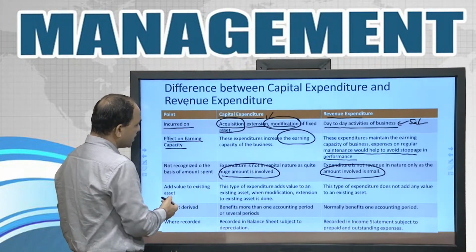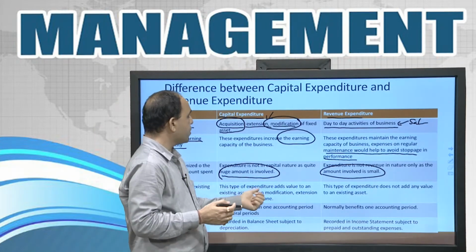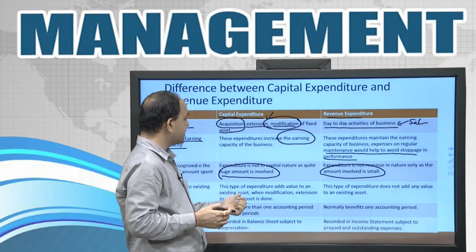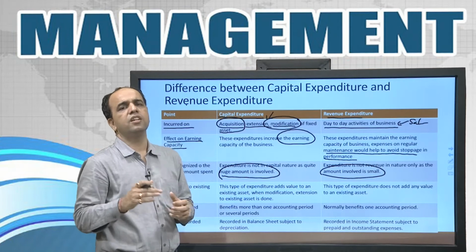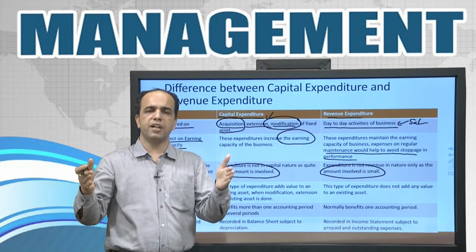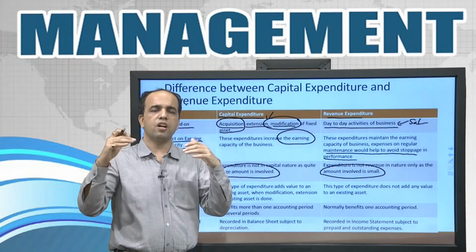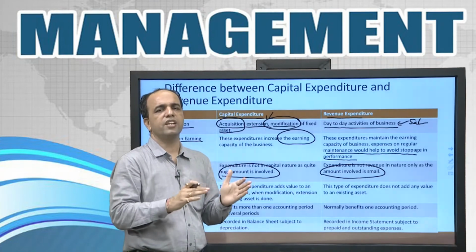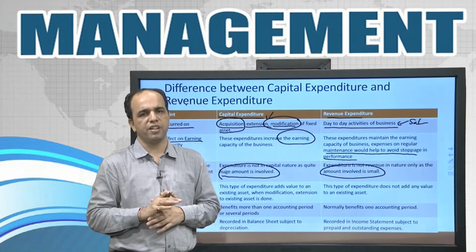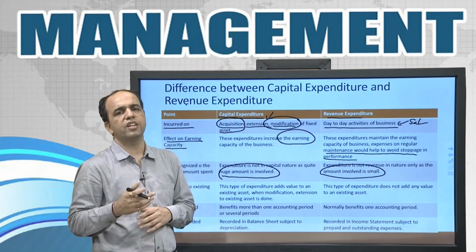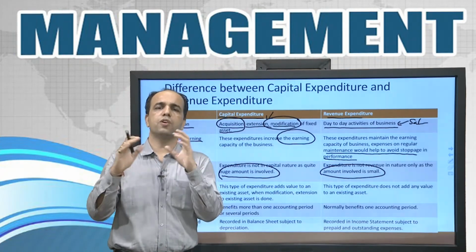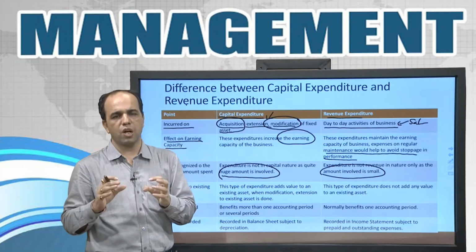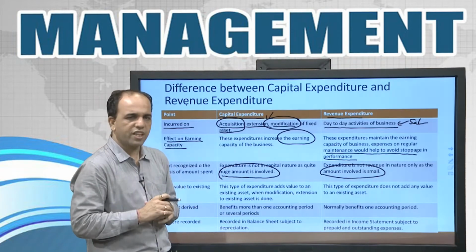Add value to existing asset. Friends, this type of expenditure adds value to an existing asset when modification or extension to an existing asset is done. As I said, suppose we have a building, and if we want to make another expansion as a part of that building, then that expansion activity is considered as a capital expenditure. Friends, generally in a renovation case, in case of plant, in case of computer, if we are going to replace the technology and if it is quite a big amount, then it is considered as a capital expenditure.